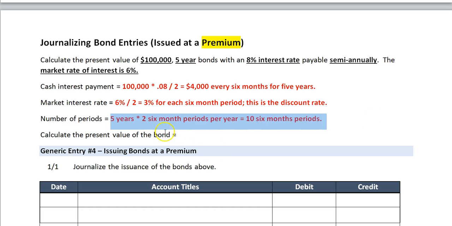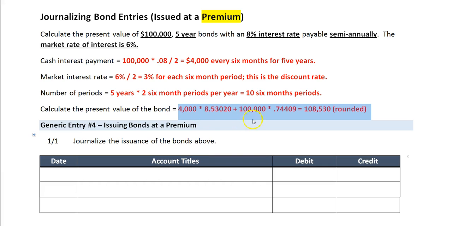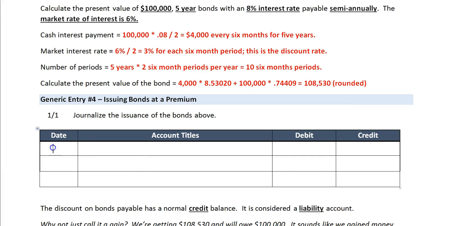So calculate the present value of the bond. I think we went through enough how to do this, so I'm going to show you the solution. We'd plug the periodic 6-month payment into an annuity table using the market interest rate and the 10 periods. And then we'd plug in the $100,000 into the present value of $1 table using the same 3% market rate and the 10 periods. If we do that, here's the annuity one, and here's the present value of a single dollar to bring back the 100,000. We get to $108,530. I've rounded this to the nearest dollar.